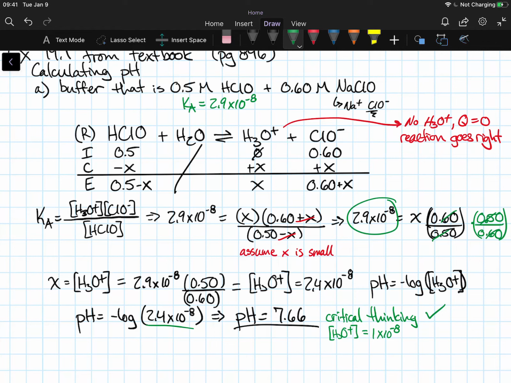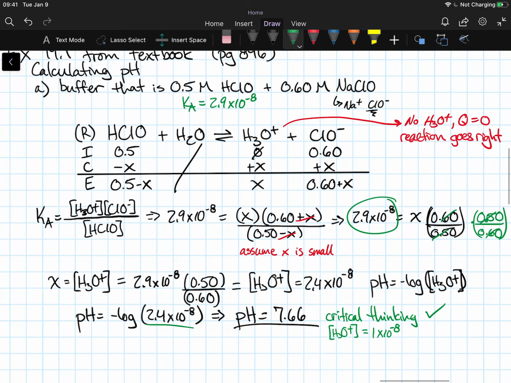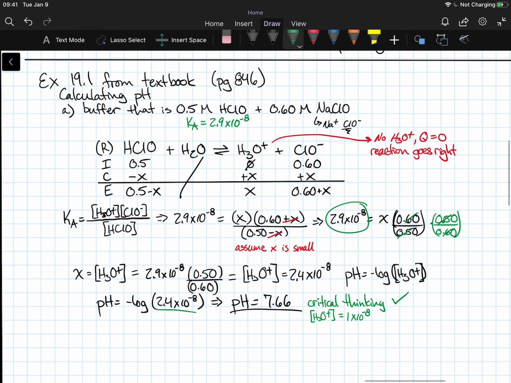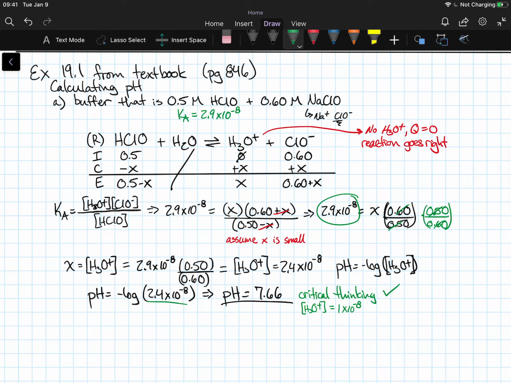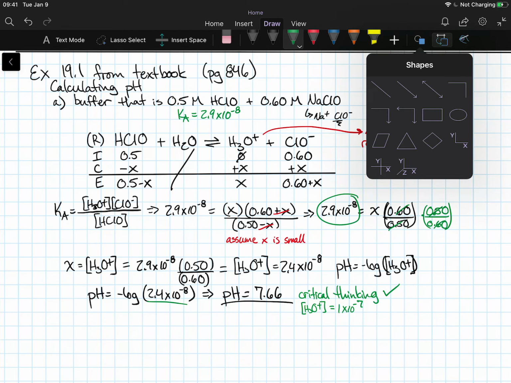So it makes sense that this solution should be basic, because there is less H3O plus, meaning that at equilibrium there would be more OH minus, more of the hydroxide, which would drive the solution to be basic. Remember that H3O plus times OH minus always has to be equal to 1 times 10 to the negative 14th. So since our H3O plus is smaller than it normally is at equilibrium, this solution needs to be basic, and it is. So that's kind of our little quality control check. Critical thinking check.